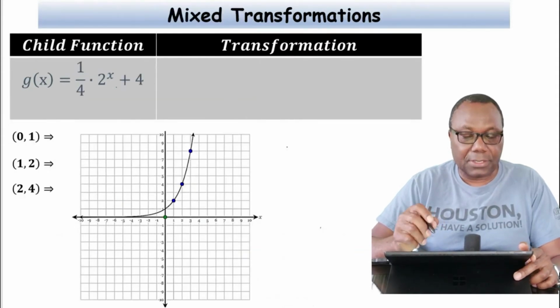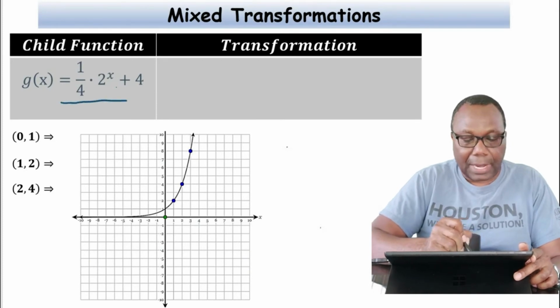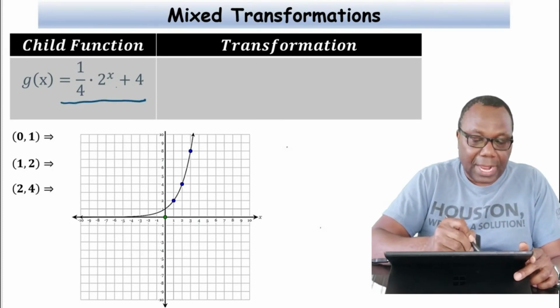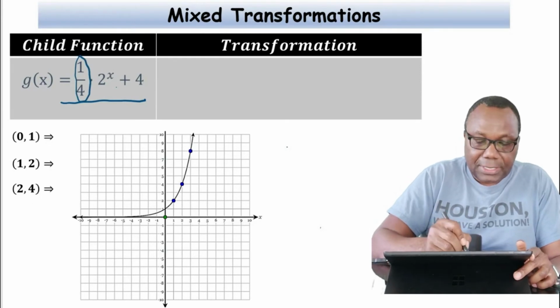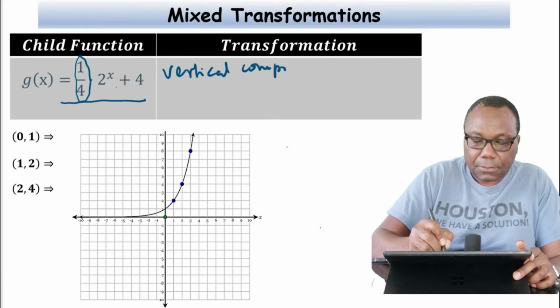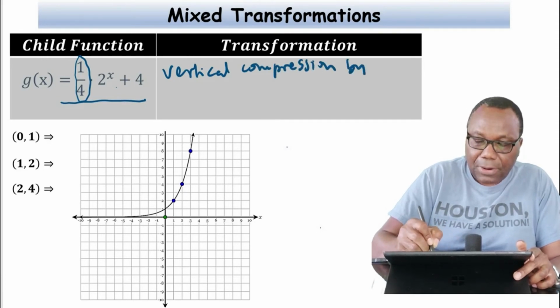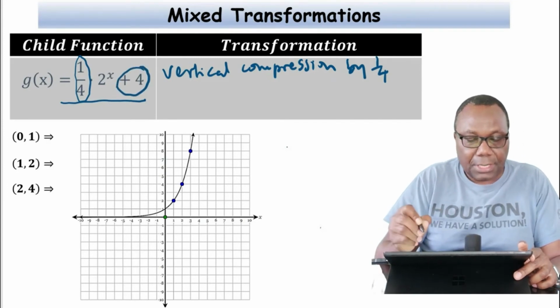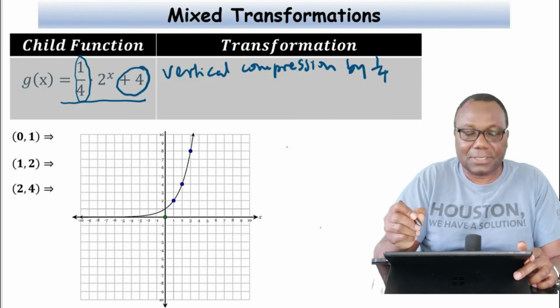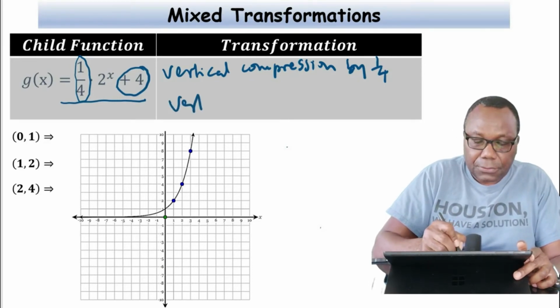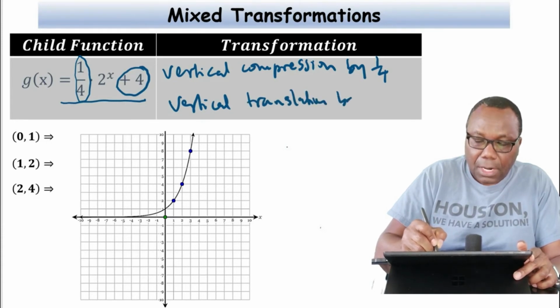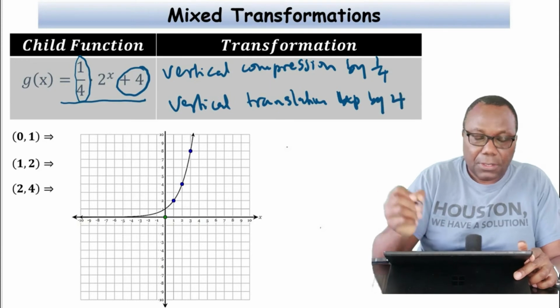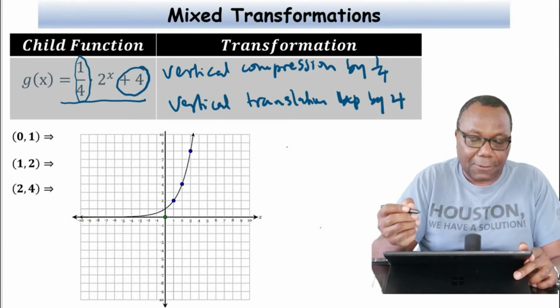All right, here is one application when you have a bunch of transformations happening. I see that there is a vertical compression by 1/4. There's also a vertical translation up by 4. The x is not affected in this case at all. Okay, let's apply it to these points now.